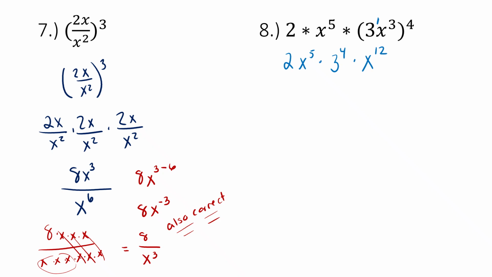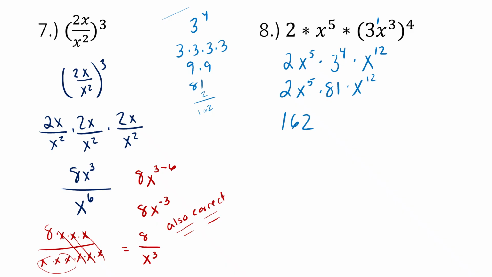But we can do 3 to the 4th power. That's not too bad. 3 to the 4th power would be 3 times 3 times 3 times 3, and that would be 9 times 9, which is 81. So that one's not too bad. And then 2 times 81 is 162. So if you're following the keep it under like 100, then I guess you would probably leave it with the exponent. But 162, it's really not that bad.